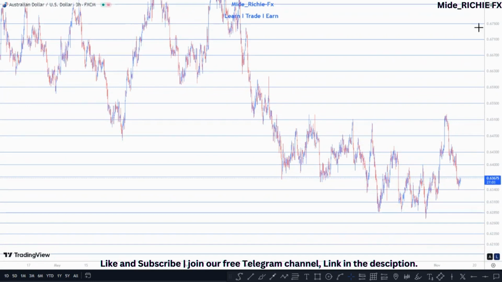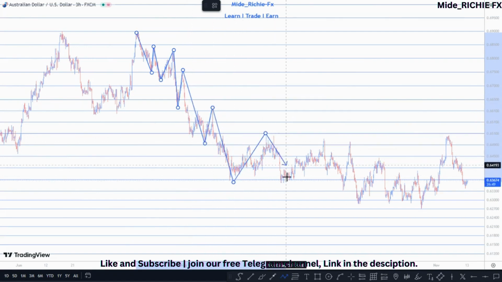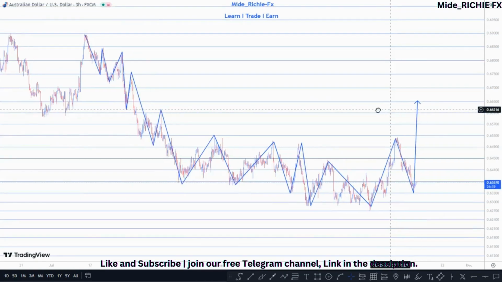So we'll be using the current structure, right? As you guys can see, we actually turned from bearish to bullish on AUDUSD. We had a series of lower highs and lower lows, then we had a higher high. So now we have a higher low to expect another higher high.